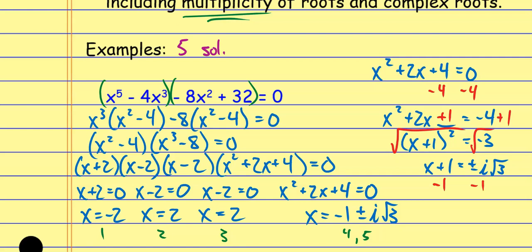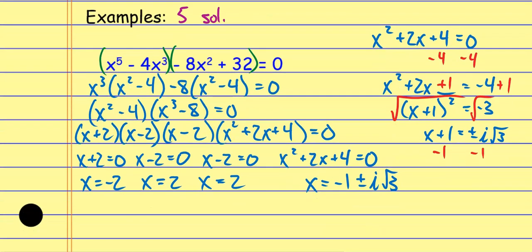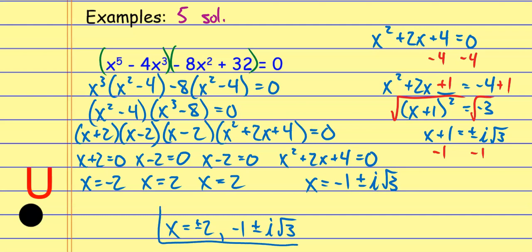And so the idea here is if this is a 5th degree, I should get 5 answers. Now, granted, 2 of those answers are the same. 2 of those are repeats, but part of that theorem is we have to count the repeats. If I were actually just writing the answer, I would probably just list that once. I'd probably say plus or minus 2, and then negative 1 plus or minus i root 3, to write it in a more succinct manner.